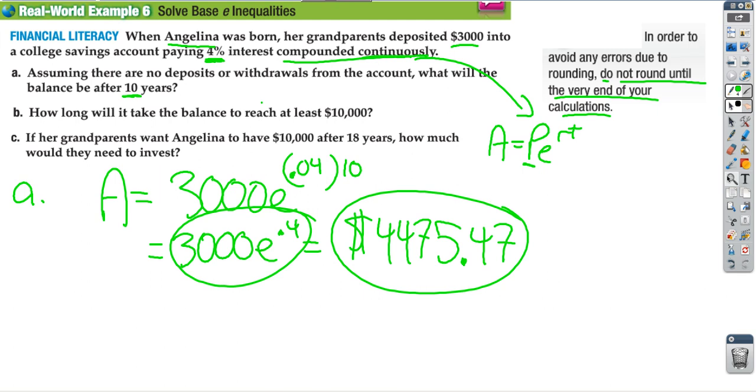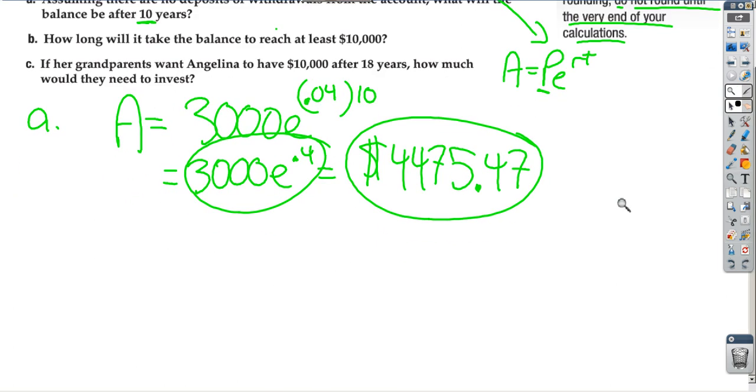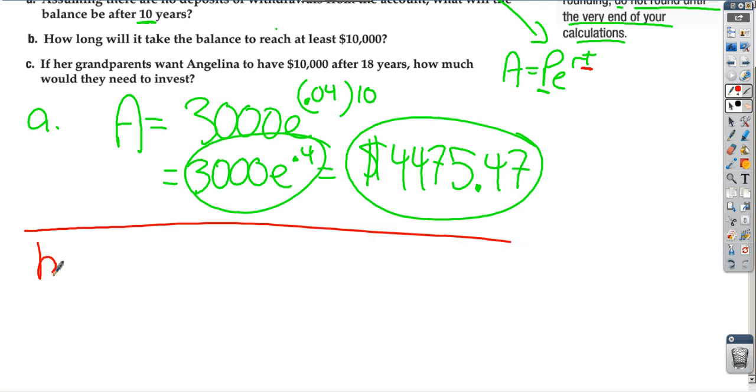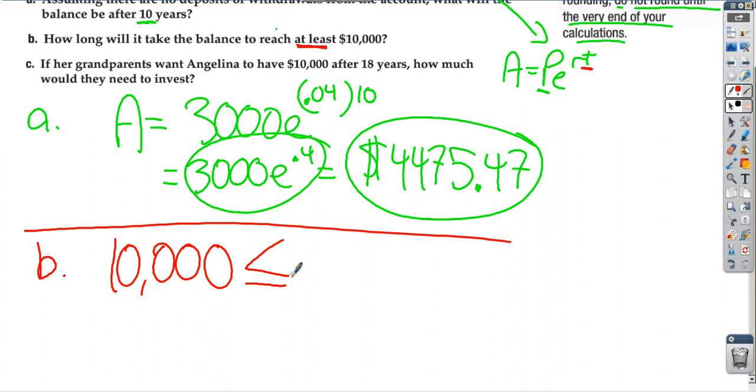Second question, B: how long will it take the balance to reach at least 10,000? How long means they're asking us about T. We don't know what T is, so we have to find that. Let's fill this in. And here's the other thing, at least 10,000. That means we want the amount of money we have to be either equal to that or potentially greater. So at least means greater than or equal to.